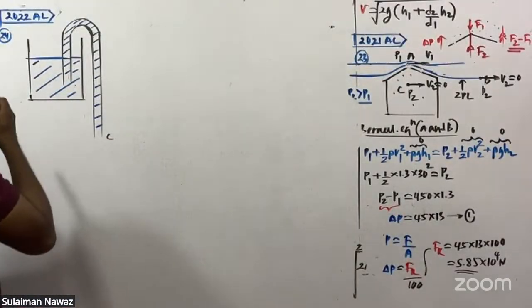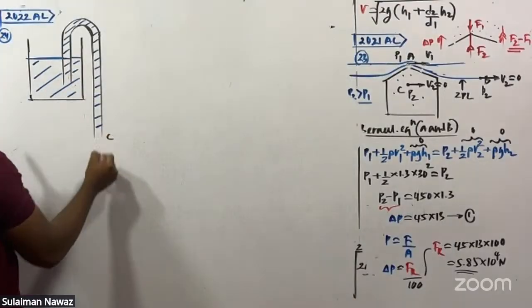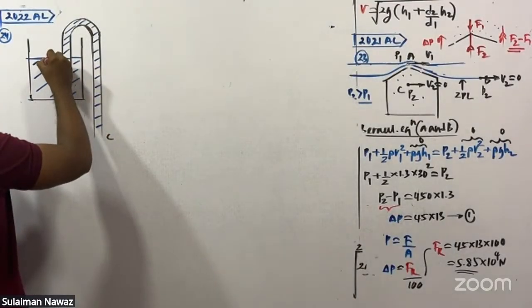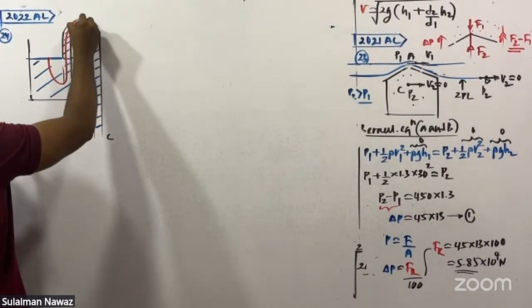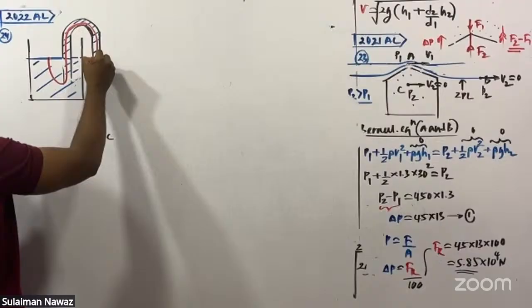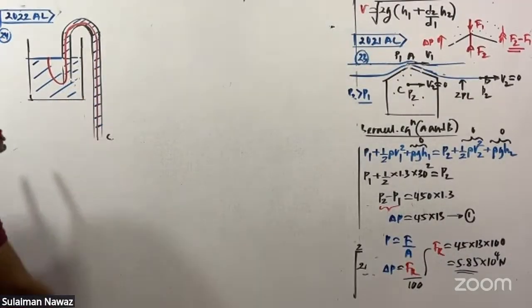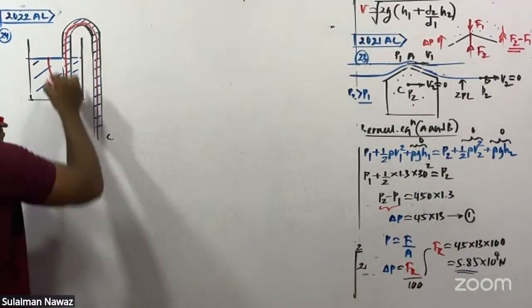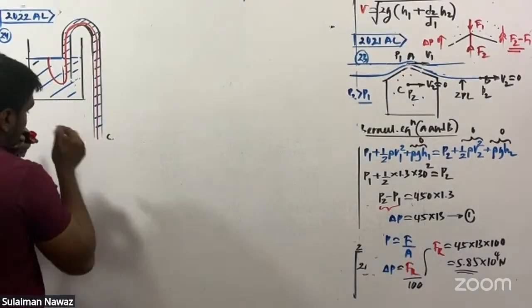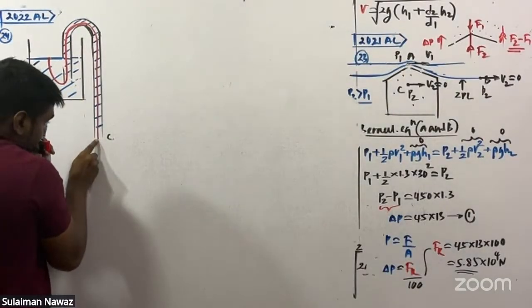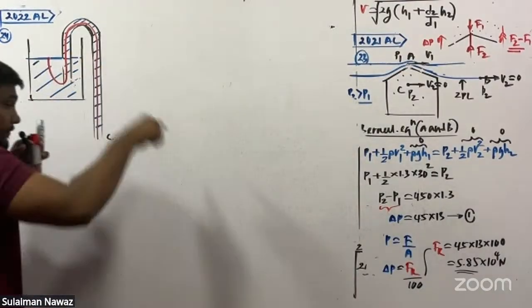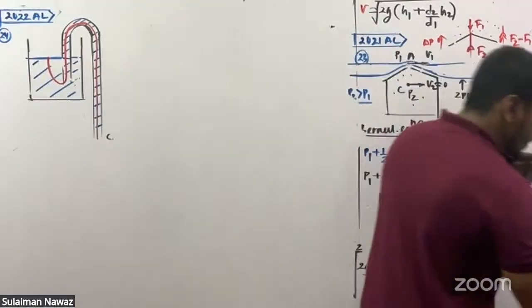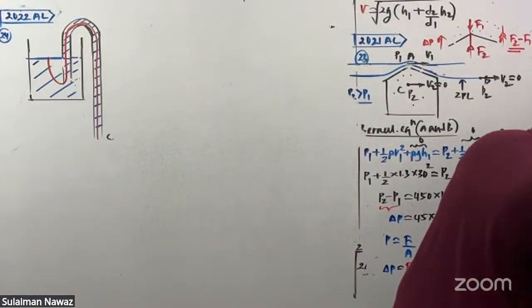Look here, the streamline is going to be like this, leaving this way. This is my streamline. The red color one is my streamline. Exactly, I'm going to consider this point C and a point on the free liquid surface as my 2 points to apply Bernoulli's equation. Okay?